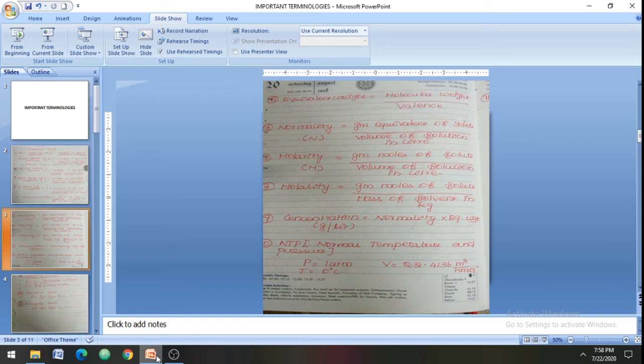Normality is defined as the ratio between gram equivalent of solute to volume of solution in liter. It is denoted by the symbol capital N. What is gram equivalent of solute? Gram equivalent of solute is equal to weight divided by equivalent weight. Equivalent weight, as you already know, is nothing but molecular weight divided by valence.